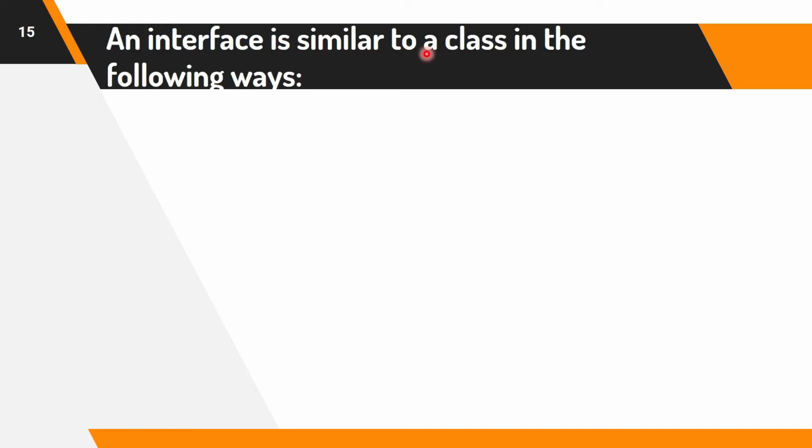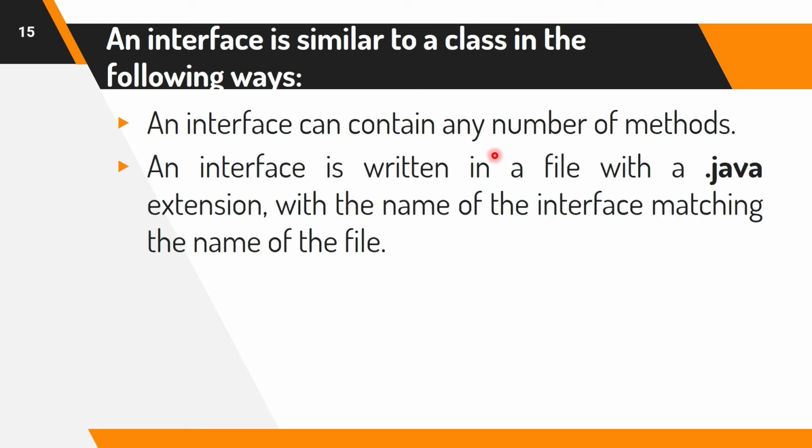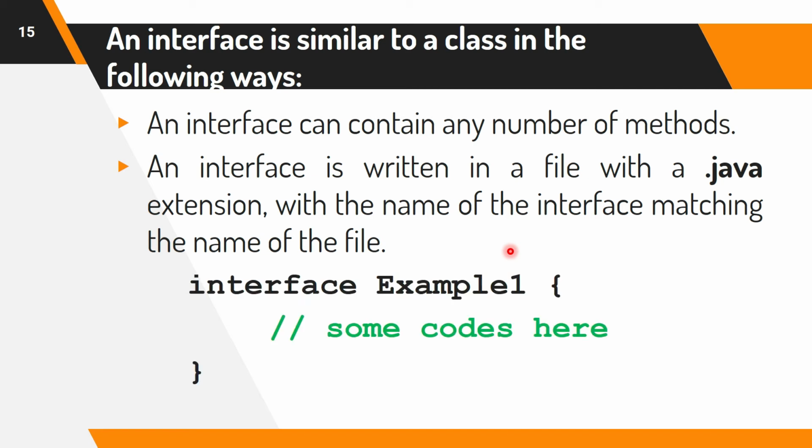An interface is similar to a class in the following ways. An interface can contain any number of methods. An interface is written in a file with a .java extension with the name of the interface matching the name of the file. So, in declaring for it, instead of using the keyword class, we'll use the keyword interface and the name of the interface. In saving for this file, same rin, Example1.java.